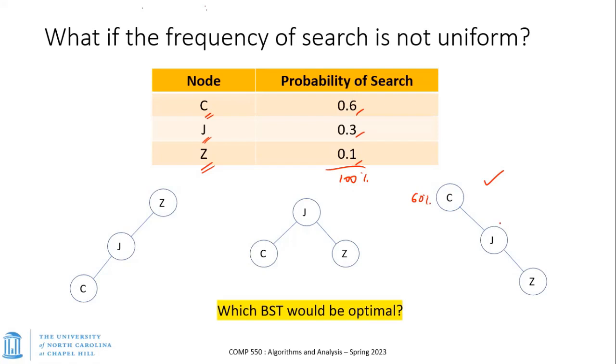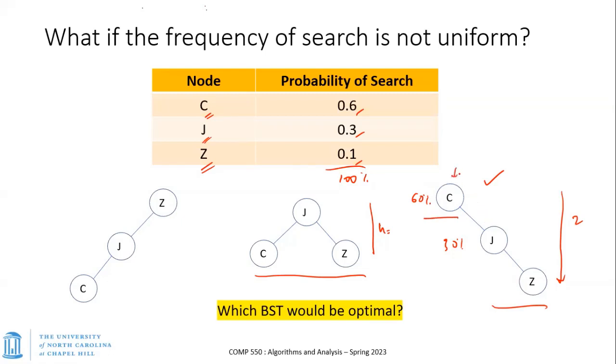Yeah. And so naturally, it seems like this would be the right solution, because even though this has a greater height, the height of this is 2 versus the height of this is 1, this seems to be balanced, and this seems to be completely unbalanced, right? But the fact that C is being searched for 60% of the time, it makes sense to see it right on the top. Because if you think about the number of comparisons that you'd have to make, or how many nodes you'd have to examine to be able to make a decision for 60% of the time, it would be just one examination.